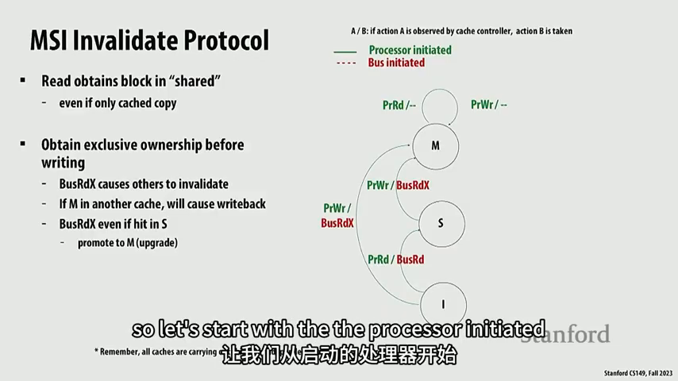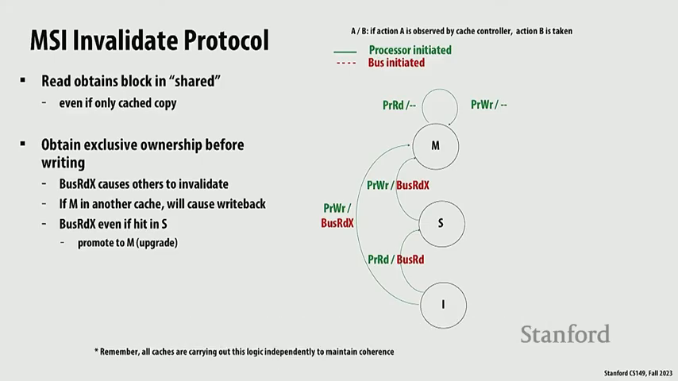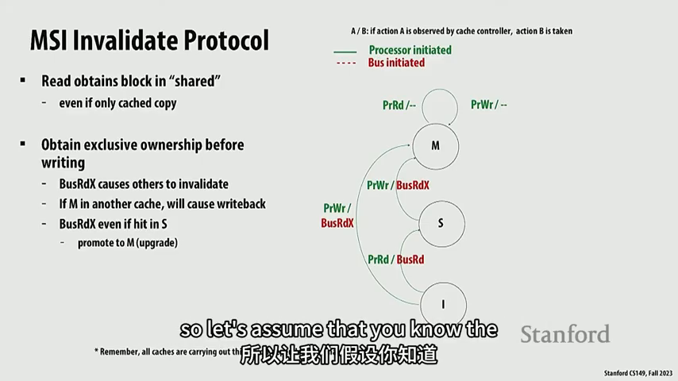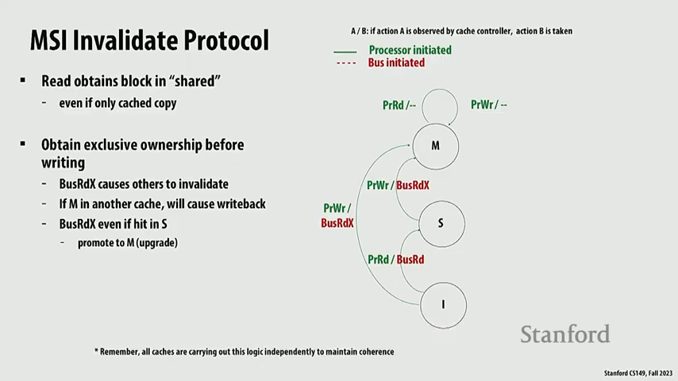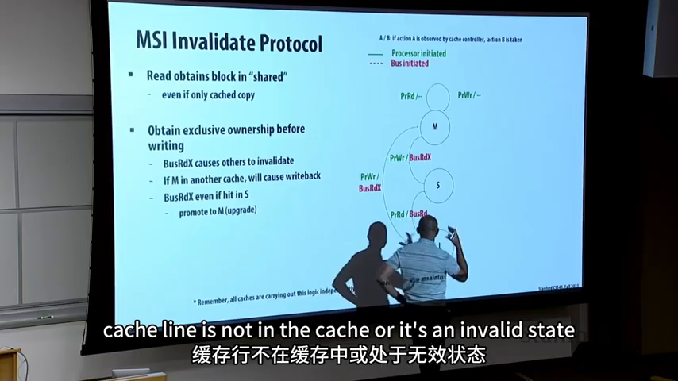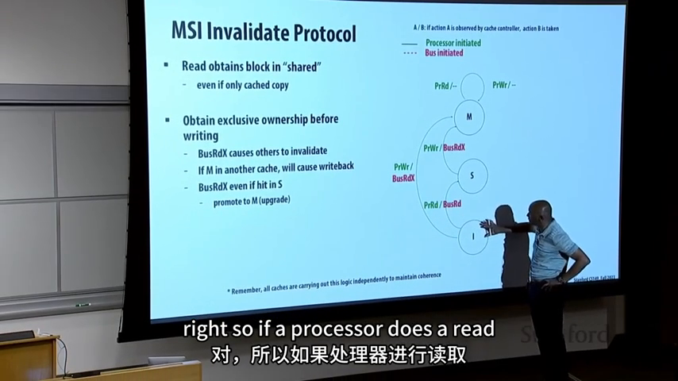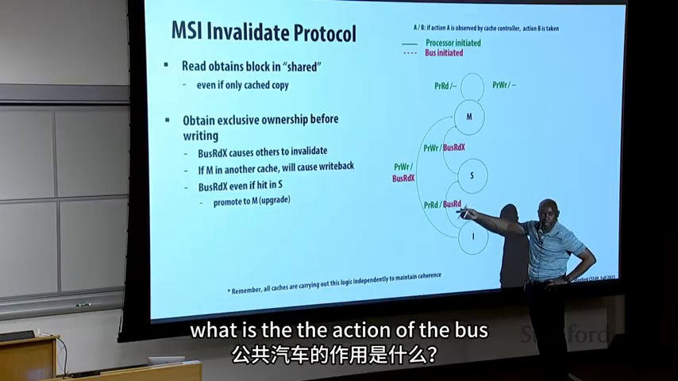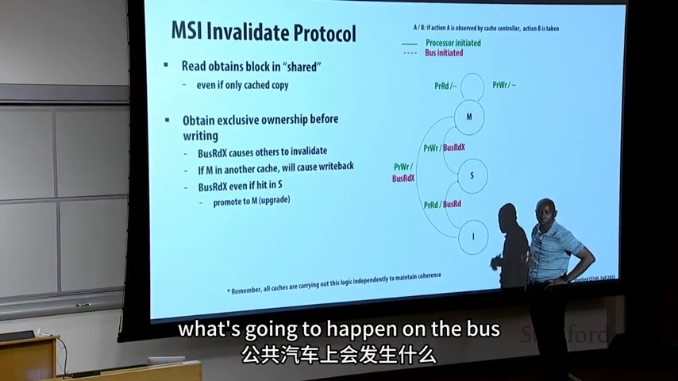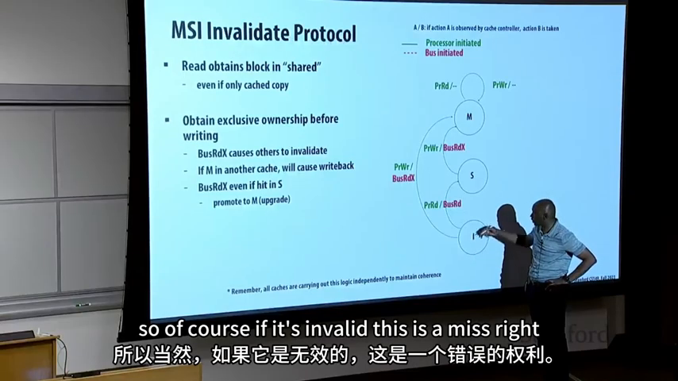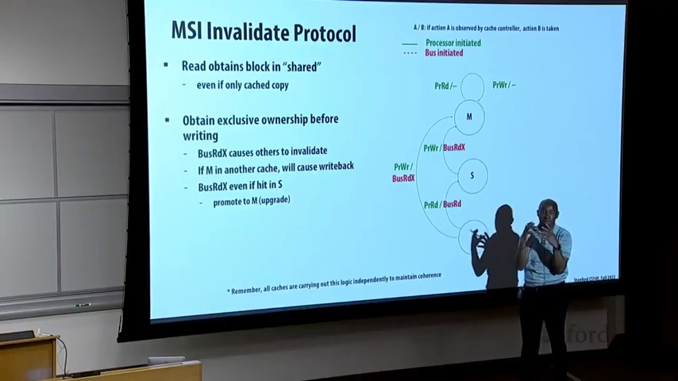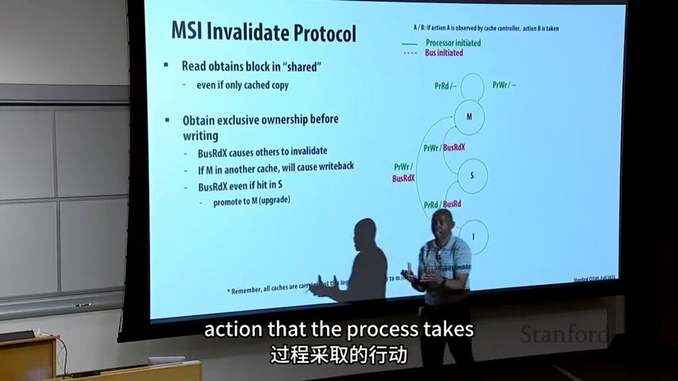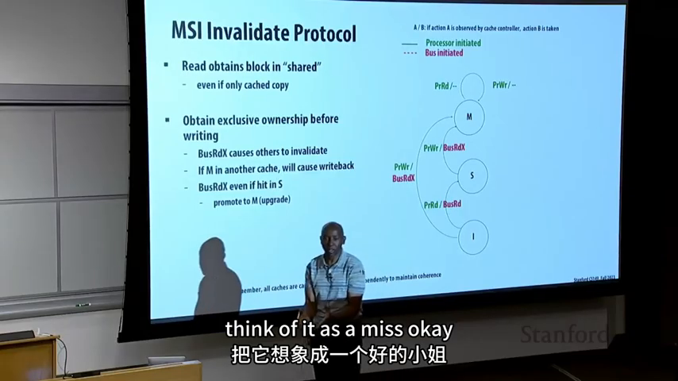Okay, so let's start with the processor initiated arcs. Let's assume that the cache line is not in the cache, or it's in an invalid state, right? So if a processor does a read, what is the action of the bus? What's going to happen on the bus? Of course, if it's invalid, this is a miss, right? So you can think about any action that the processor takes that results in a bus transaction as a miss.